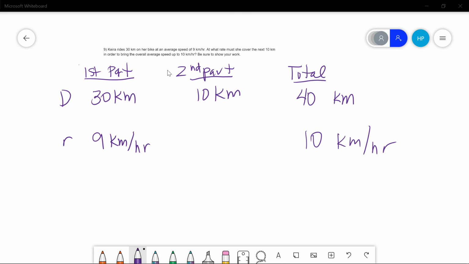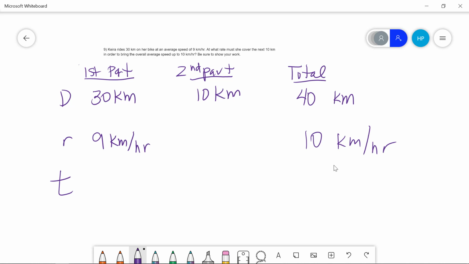So here I've broken up the bike ride into the first part, the second part, and the total. So we know first part is 30 kilometers, then 10 kilometers, so a total of 40 kilometers, and I've filled in the rates that we know. So let's talk about the times that we know. Here, if I just do this distance divided by this rate, that'll give me 3 1/3 hours. That's for the first part.